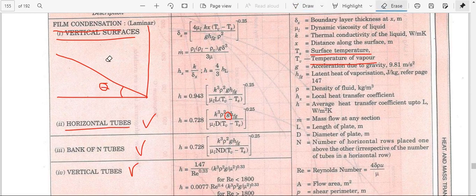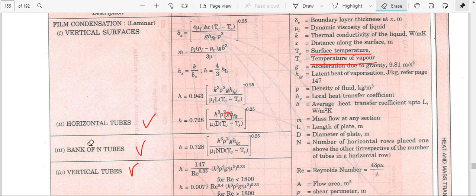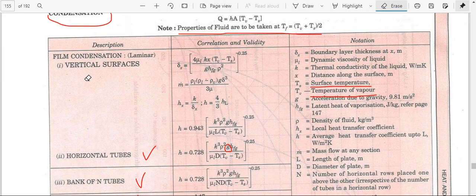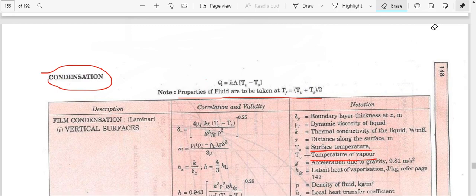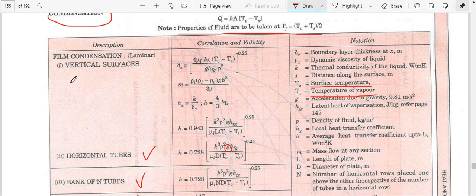Now I am going to explain condensation problems. First, we take vertical surface problems. A saturated steam at atmospheric pressure, 100 degrees. Saturated steam means the vapor temperature is 100, and it condenses on a vertical plate. I am directly going to data book page number 148, condensation. This is the vertical plate, so I am considering the vertical surface.